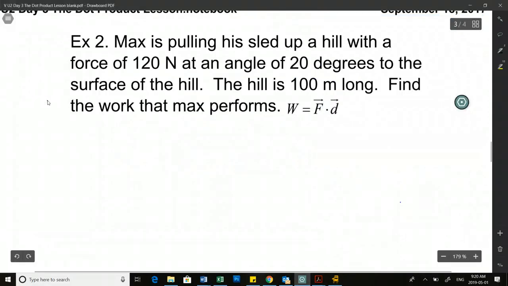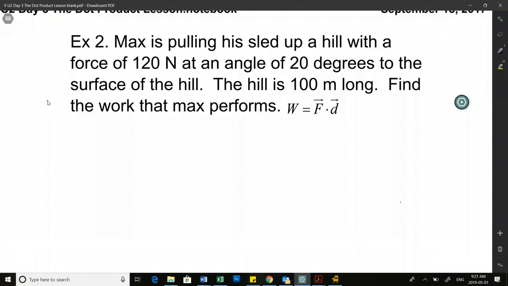All right, so here's an actual example. Hopefully this helps you guys understand what we're calculating here. We have Max pulling his sled up a hill with a force of 120 newtons at an angle of 20 degrees to the surface of the hill. The hill is 100 meters long. Find the work that Max performs.